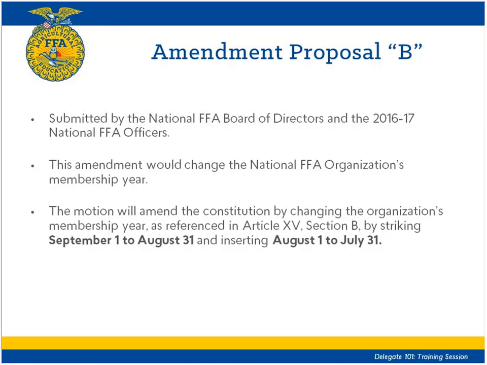The second amendment proposal, Proposal B, was submitted by the National FFA Board of Directors and the 2016-17 National FFA Officers. This is the current National Officer team. The amendment would change the National FFA Organization's membership year. The motion will amend the Constitution by changing the organization's membership year, as referenced in Article 15, Section B, by striking September 1 to August 31 and inserting August 31 to July 31.